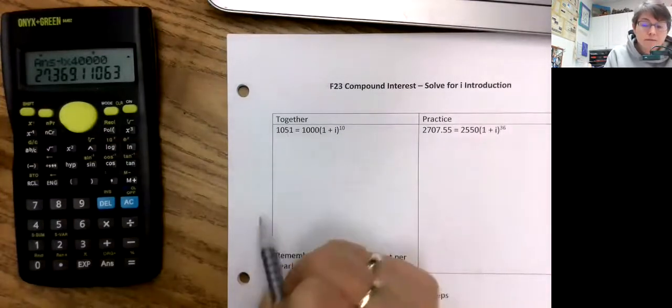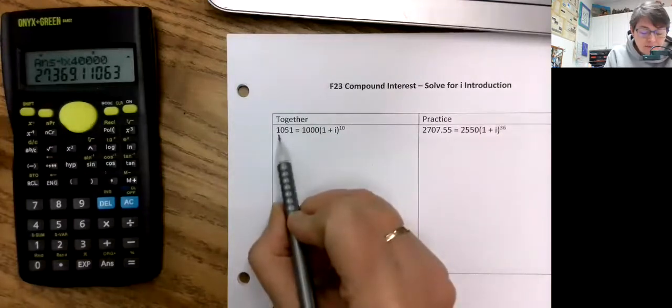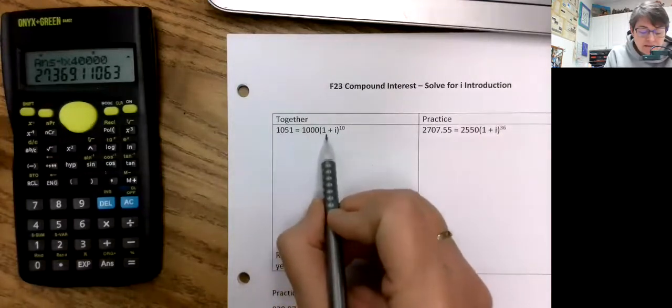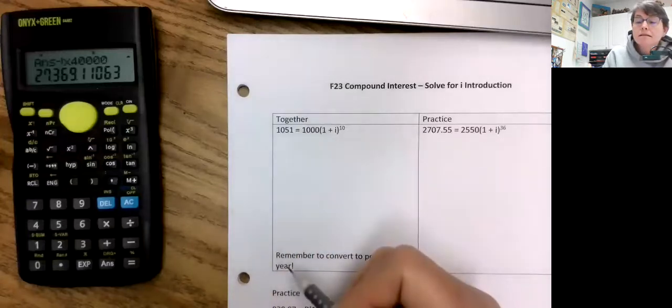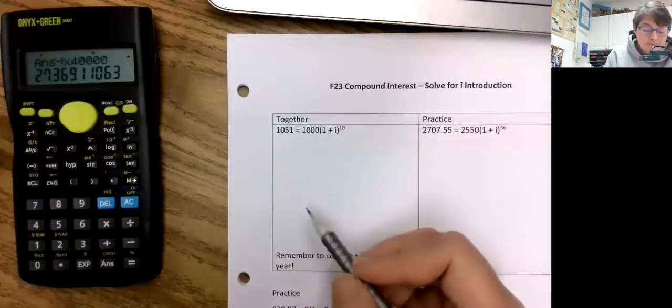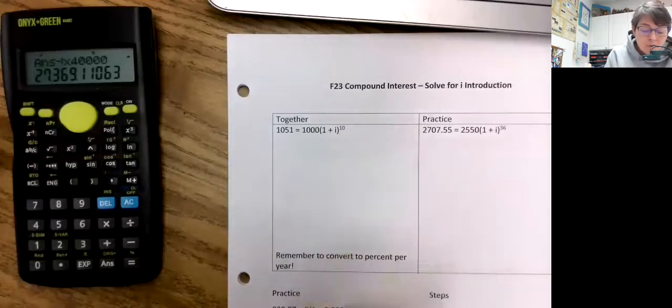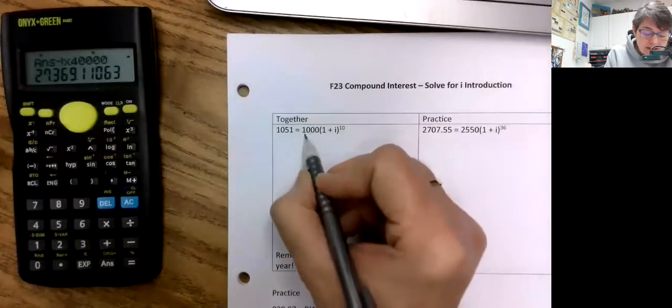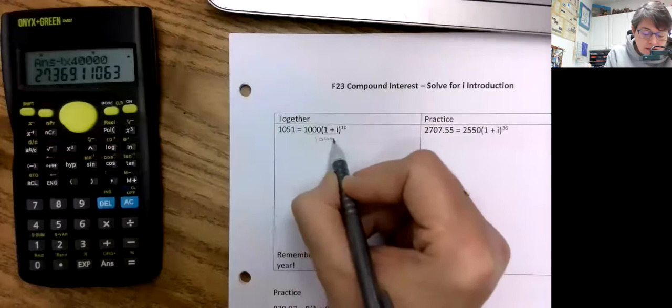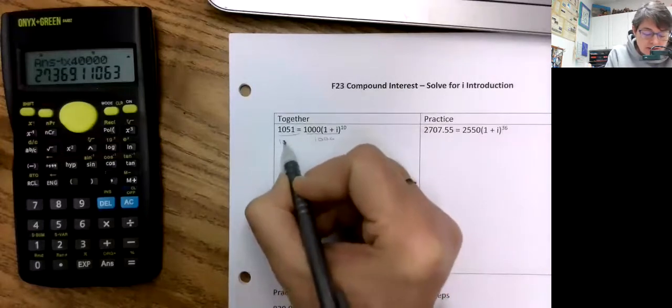Okay, so a little bit different here. Look, 1051 is equal to 1,000 times that to the 10th. Normally we add those together, but we can't because they're not like terms. So let's take it easy. What can we get rid of on this side? Okay, what we can do is divide this side by 1,000 and divide this by 1,000.